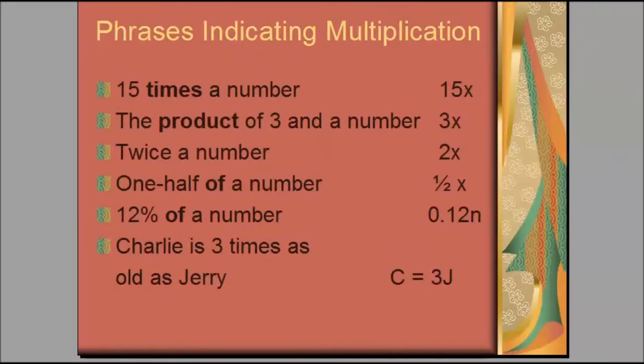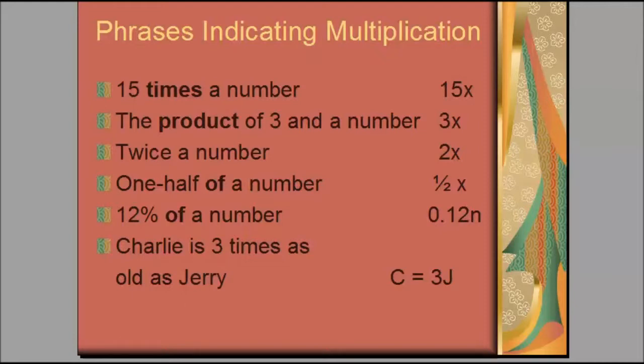Here are some phrases that indicate multiplication. 15 times a number is expressed as 15x. The product of 3 and a number is 3x or 3 times x. Twice a number is 2x or 2 times x. 1/2 of a number is 1/2 times x, which is just written as 1/2 x. 12% of a number is 0.12 n.